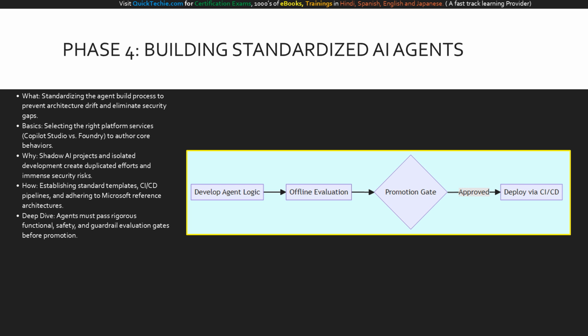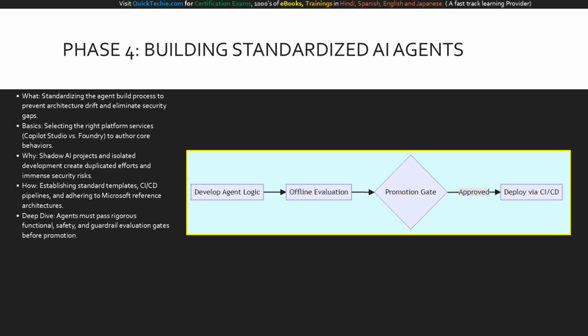Why do we standardize? To prevent architecture drift, avoid duplicated efforts, and eliminate security gaps that occur when developers create isolated, shadow AI projects. How is this achieved? By establishing standard agent templates, utilizing continuous integration and continuous deployment, or CI/CD, pipelines, and adhering strictly to Microsoft's reference architectures. The basics of building involve selecting the right platform services, whether that is Copilot Studio for low-code workflows or Microsoft Foundry for complex, pro-code orchestrations.